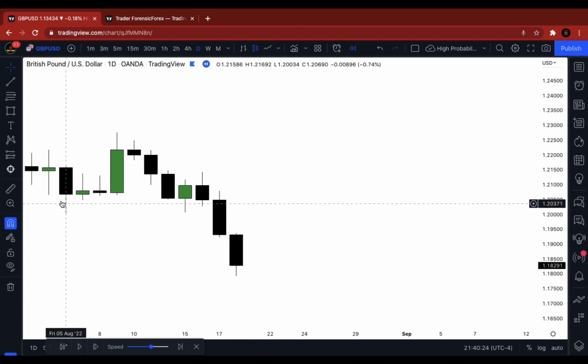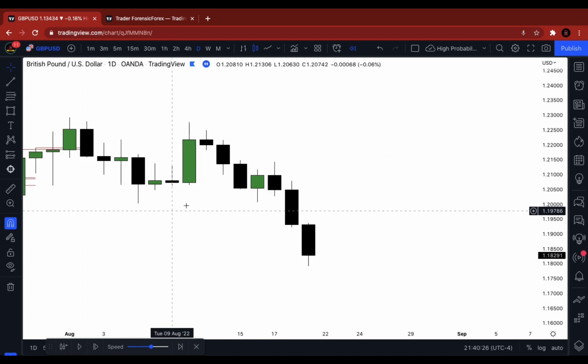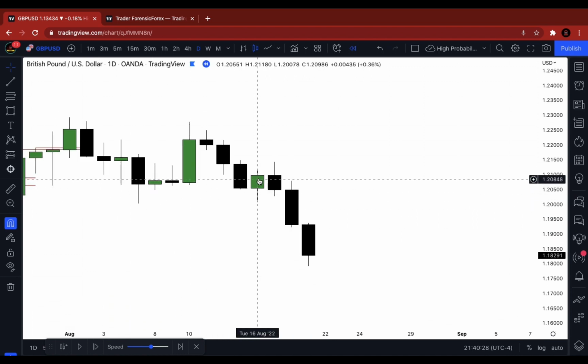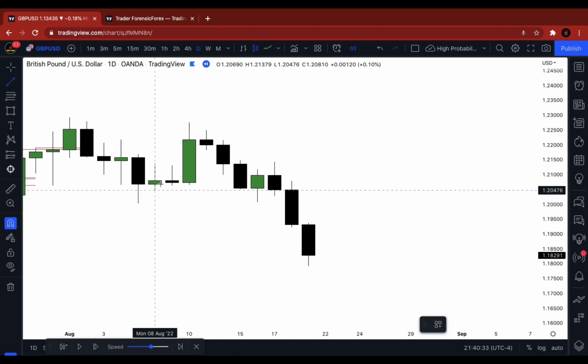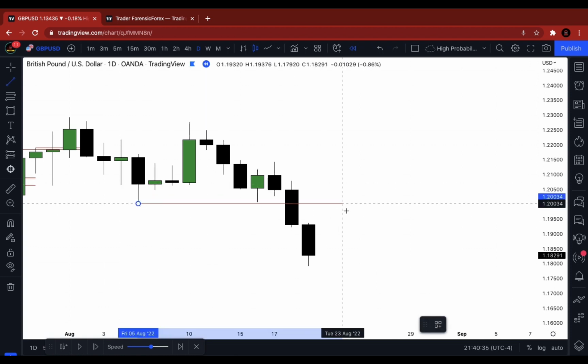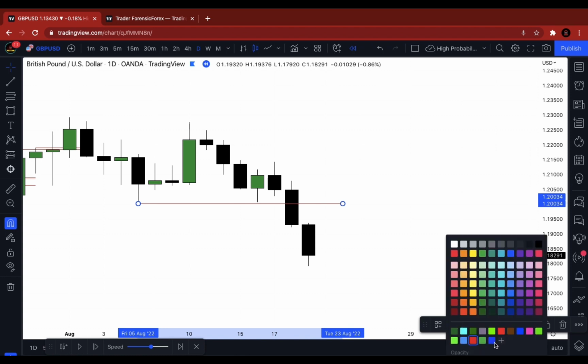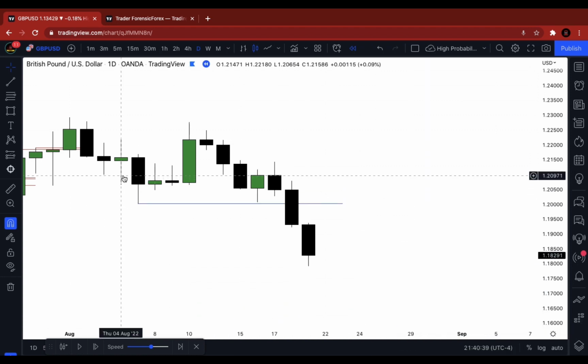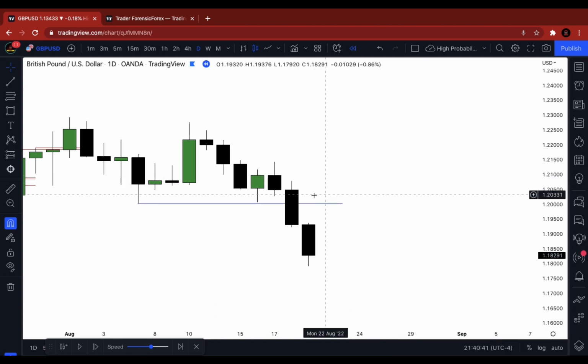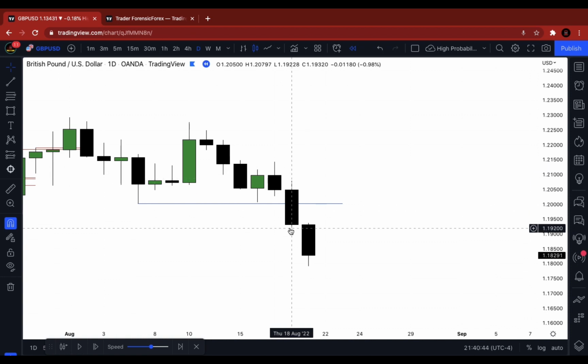Look at this swing low being broken here. 1, 2, 3. There's a shift here. 1, 2, 3. Look at this swing high. 1, 2, 3. It's the same thing. 1, 2, 3. Look at this swing low being broken right here. 1, 2, 3. Swing low broken by this candle here.